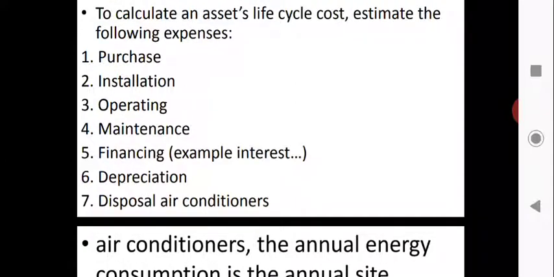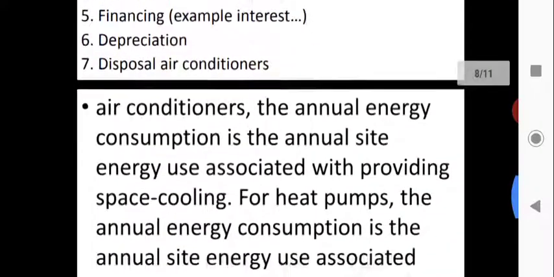Disposal. If you consider an air conditioner, you have to dispose of it, so it should be environmentally friendly, so that others can also take it, and you should also get some amount of money by disposing.